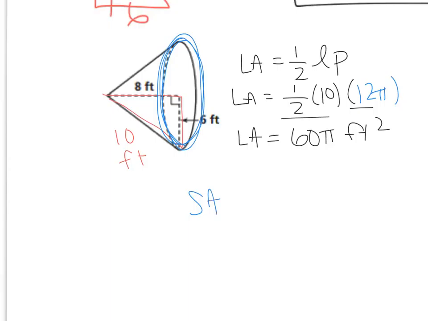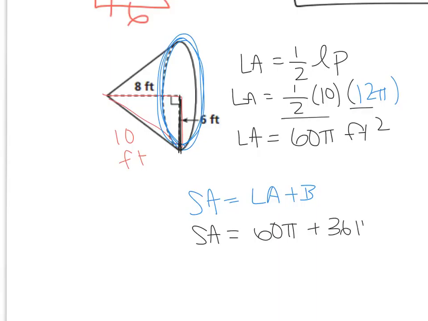And then the surface area is the lateral area plus the area of one base. So the surface area is 60 pi plus the area of the base, which is 6 squared pi. So 36 pi. Together you have 96 pi feet squared.